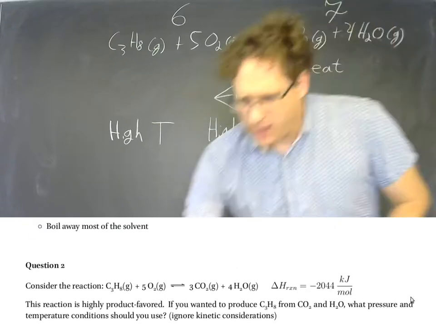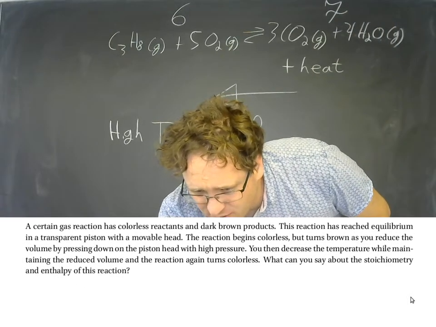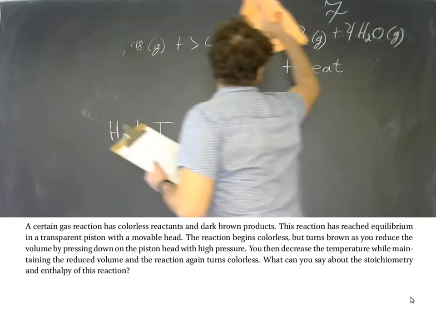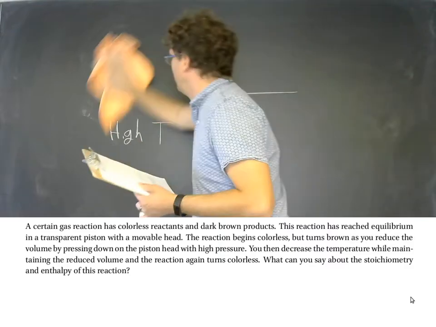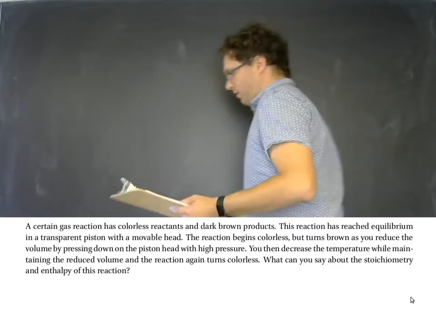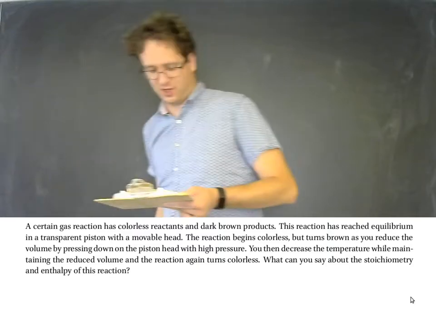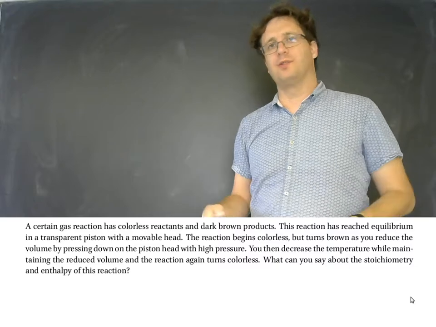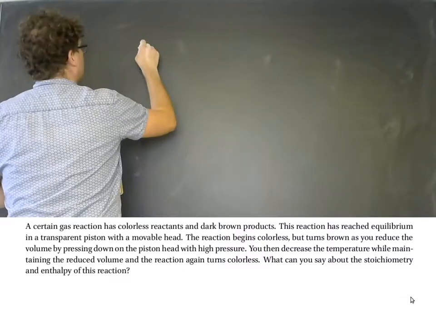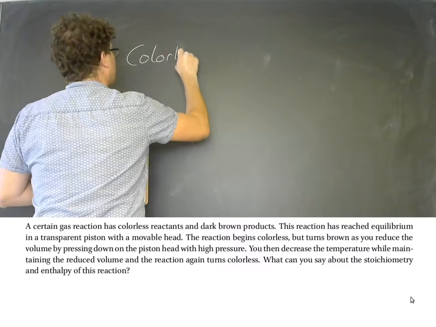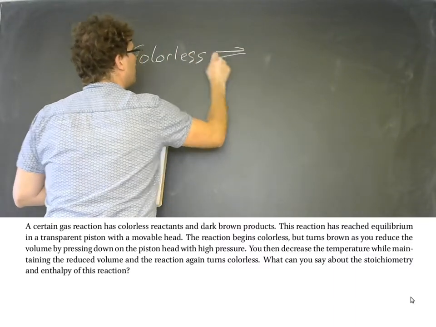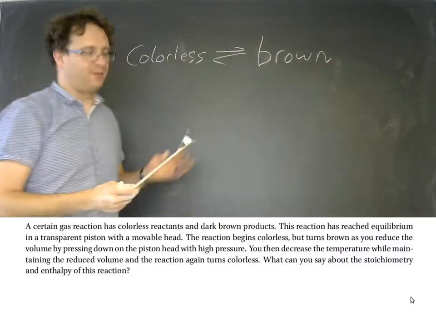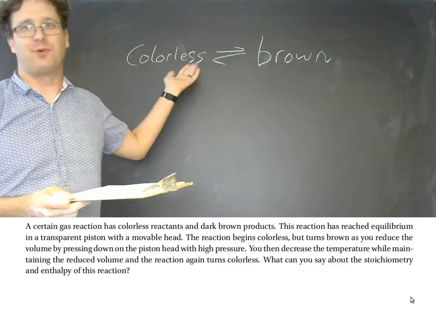Okay, and question 3. So this question says we have a certain gas reaction. It has colorless reactants and dark brown products, and that's all we're going to tell you. That's all you really need. We can just say we have something colorless in equilibrium with something brown. And I actually have an actual reaction in mind when I wrote this question, but you don't need to know what it is.